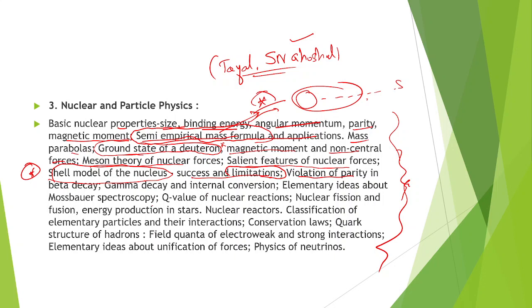Violation of parity in beta decay, gamma decay, and internal conversion. Elementary ideas about the Mossbauer effect. Spectroscopy. This is there at the last of the gamma decay chapter.